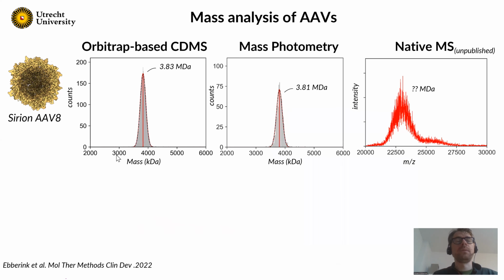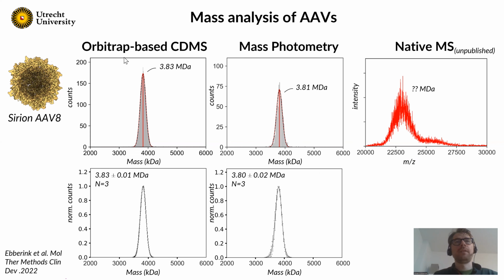So if we put them all next to each other, so this is our Orbitrap-based CDMS method, we get about 3.8 megadalton for our AAV particles. Mass photometry, again, 3.8 megadalton. And native MS, well, that doesn't give us much of an answer. Okay, if we repeat these assays several times, so this is CDMS, which we repeated, there's a bit of variation, and also mass photometry, we can repeat. Also there is a bit of some variation, a little bit more than with CDMS, but still both techniques seem to be quite reproducible.